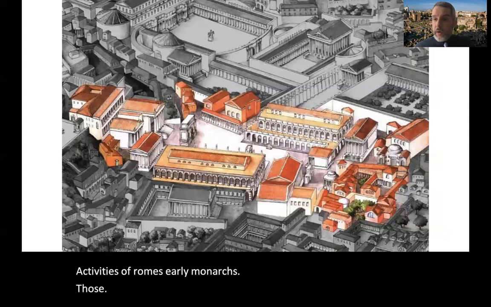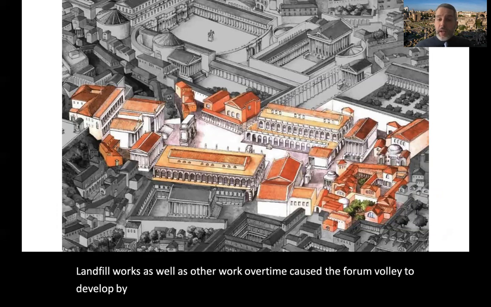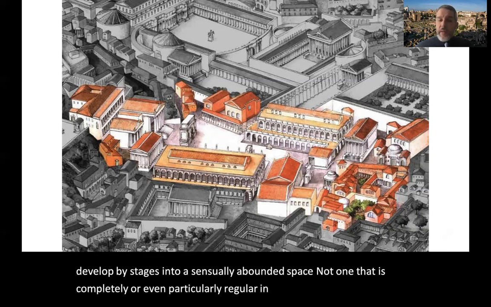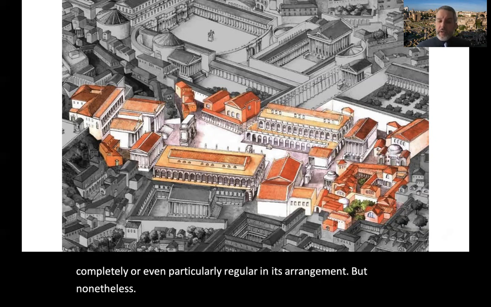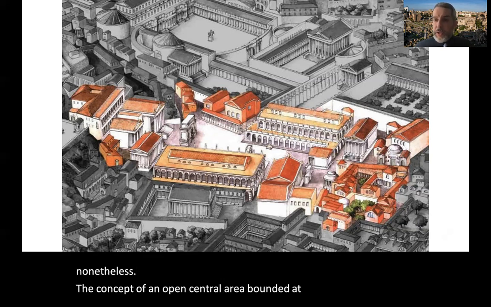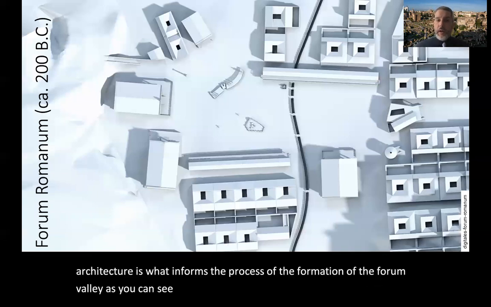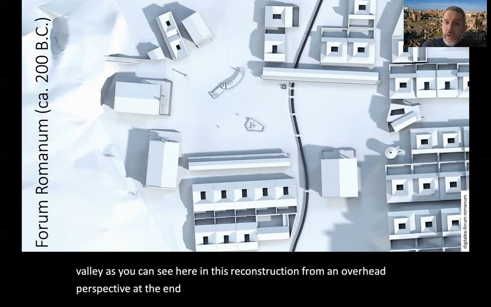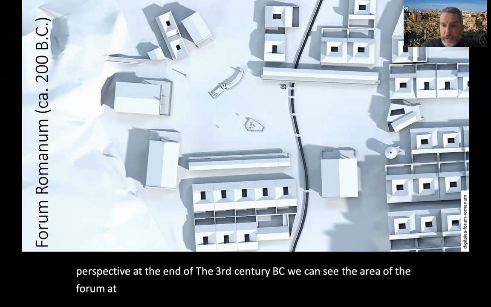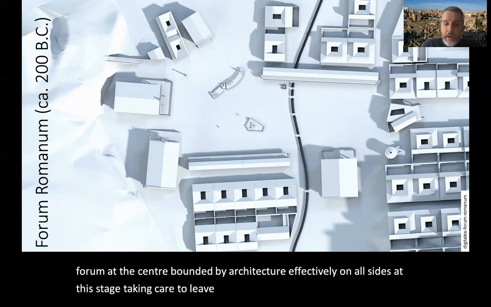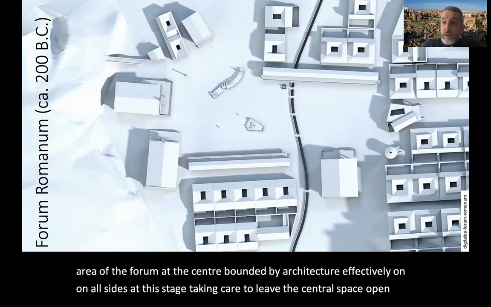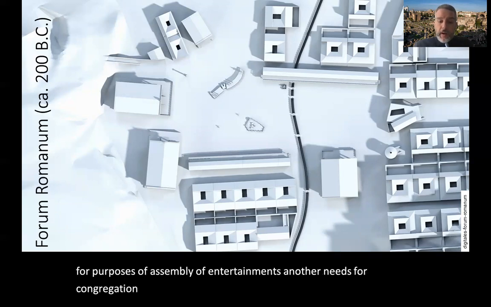Those landfill works, as well as other work over time, caused the Forum Valley to develop by stages into essentially a bounded space, not one that is completely or even particularly regular in its arrangement, but nonetheless, the concept of an open central area bounded at the extremes by architecture is what informs the process of the formation of the Forum Valley. As you can see here in this reconstruction from an overhead perspective, at the end of the 3rd century BC, we can see the area of the Forum at the center, bounded by architecture effectively on all sides. At this stage, taking care to leave the central space open for purposes of assembly, of entertainments, and other needs for congregation in the space of the Forum Square.